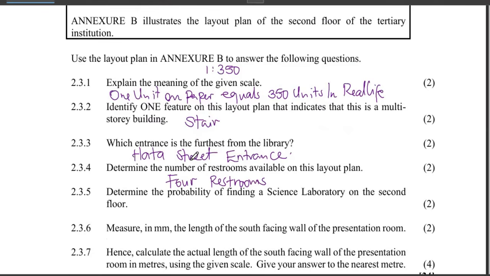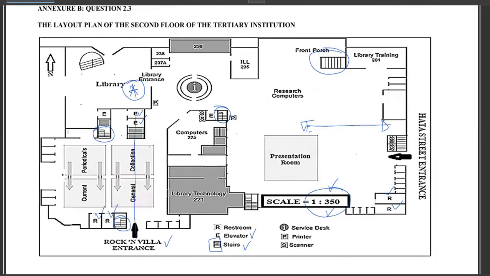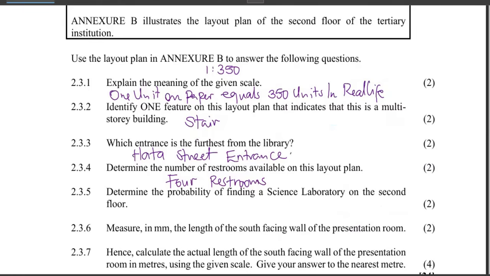Determine the probability of finding a science laboratory on the second floor. The science laboratory. So here we have the library technology, then we have presentation room, research computers, library. These are computers. We don't have any laboratory. So what do we say? It's 0, isn't it? It's 0.